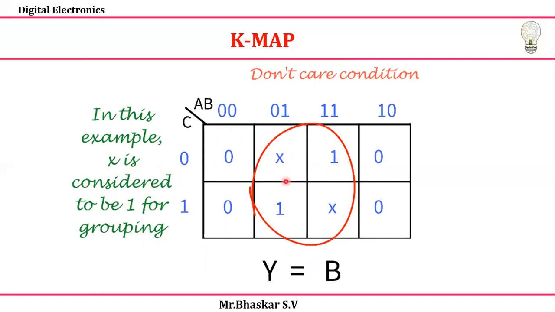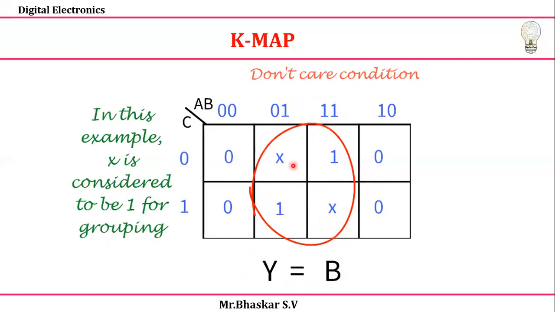Okay, so then how to write this one? See, what is the common term you have? B you have, and here it is 0 and 1, it is completely changing, and we're going to neglect this one. Directly I can write the common term, it is B. We are going to write y is equal to B.